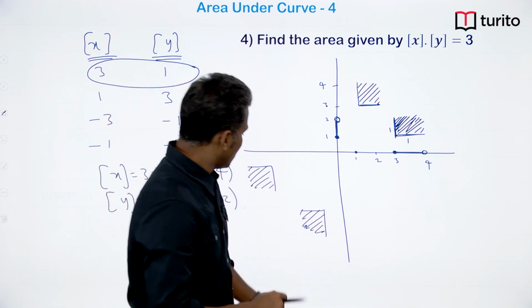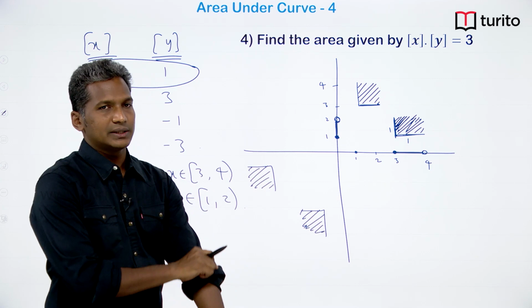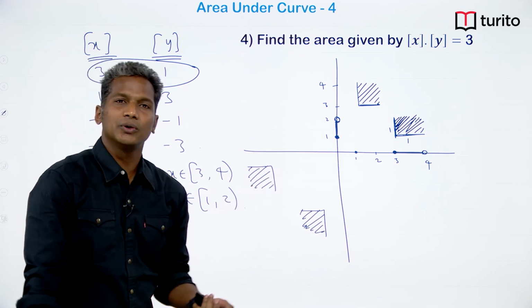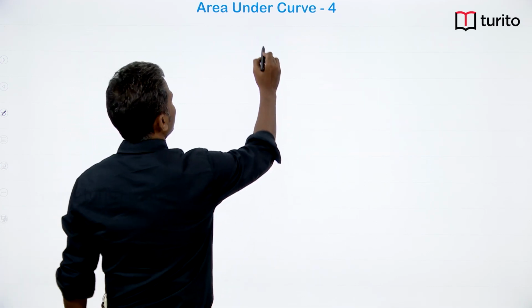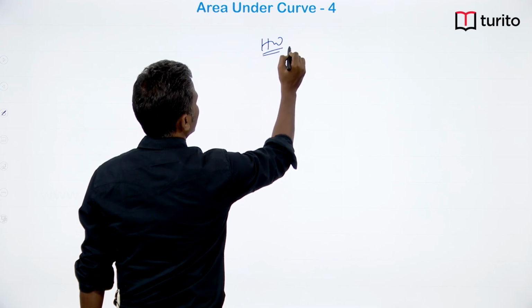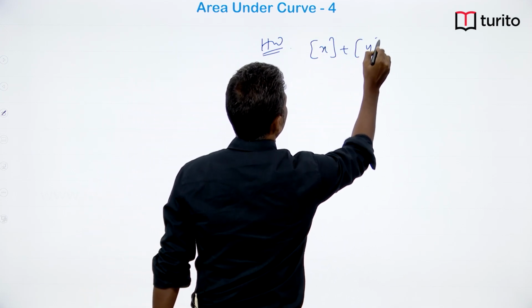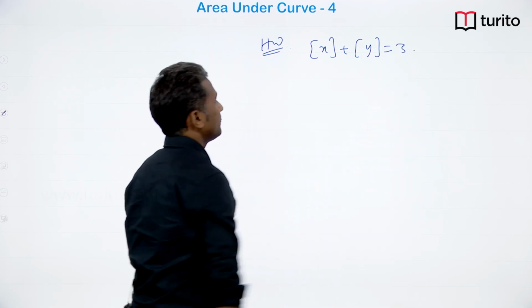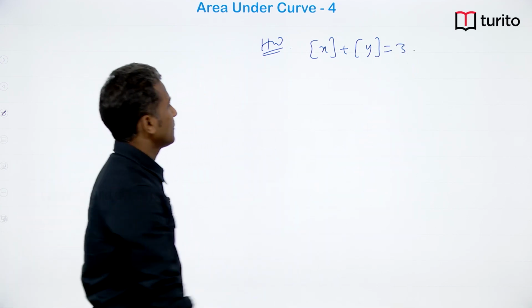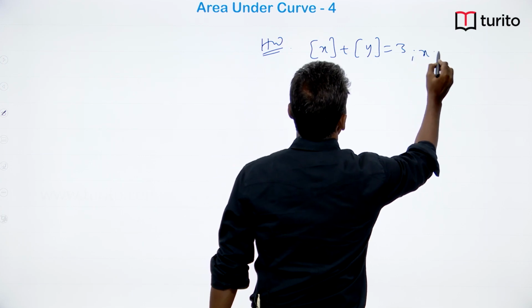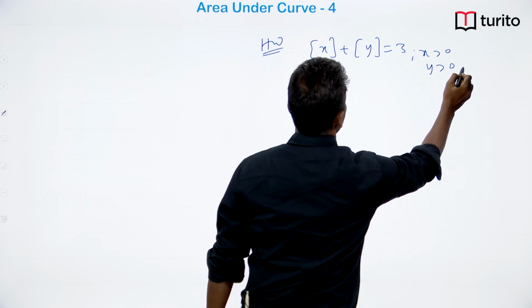question. Now that I have discussed the ideas, let me give you few more problems on this for your homework. You can try these questions. Box of x plus box of y is equal to 3. What happens to this? And here take x to be positive, y also to be positive.